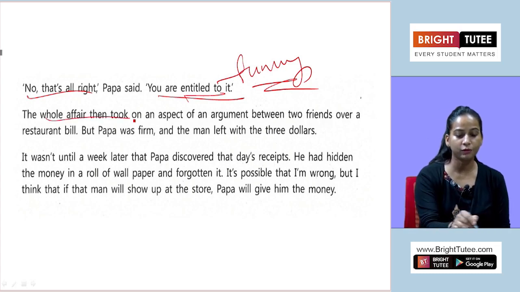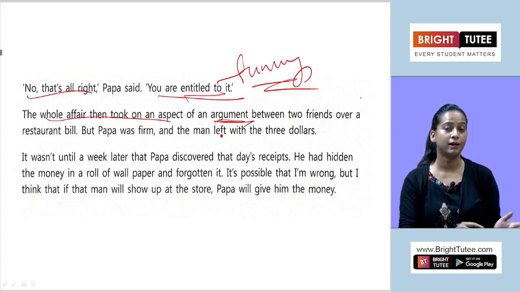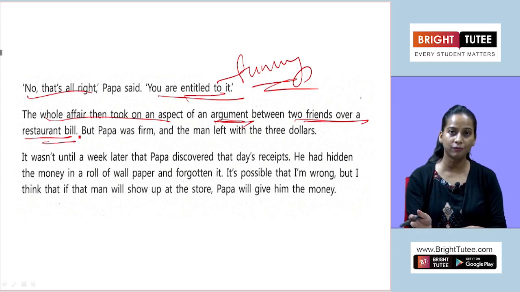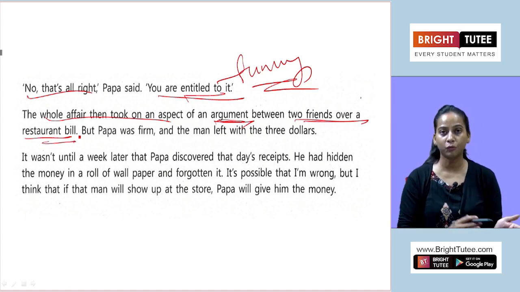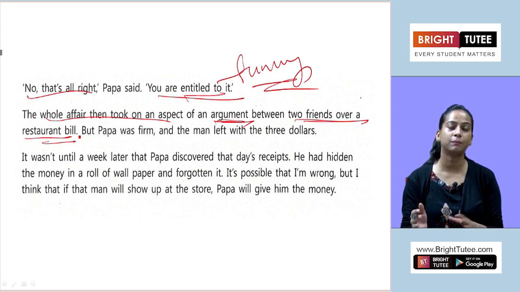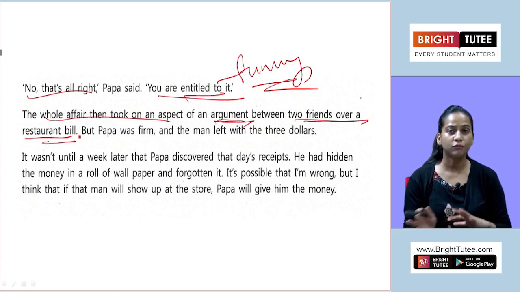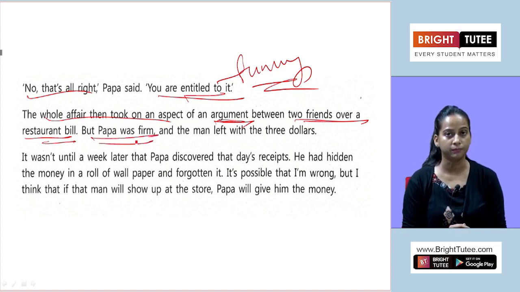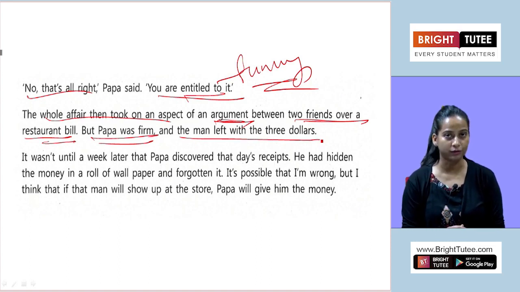The whole affair then took an aspect of an argument, and now the argument sort of thing started between two friends over a restaurant bill. The same way here the conversation or the argument is started between the papa and the gunman. When in the restaurant the two friends are there, and at the time of paying the bill, one is saying I will pay, the another one is saying no, I will pay. So this sort of thing started going. But Papa was very firm. He was very determined, and the men left with the $3.